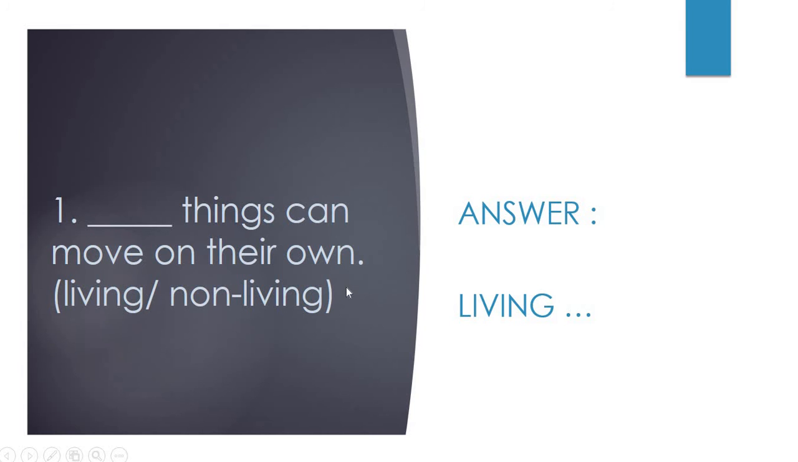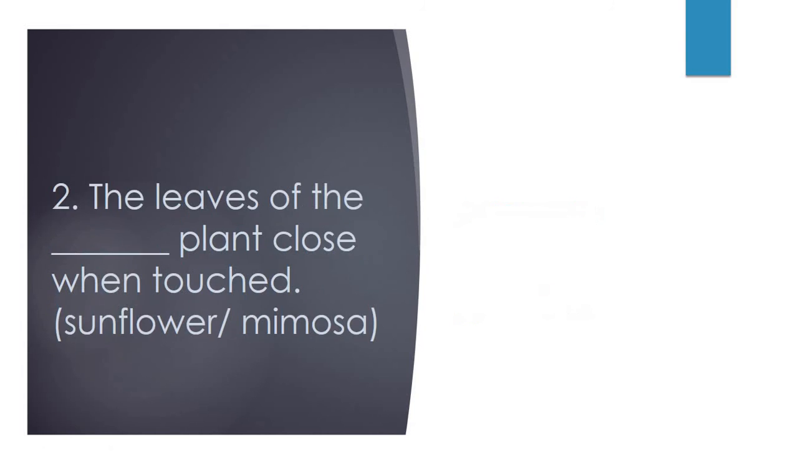Okay, let's move to the next one, number 2. The leaves of the dash plant close when touched. Options are, as you can see here in the brackets, sunflower, mimosa. So these two are the options. Now this is also very easy. Even if you have watched this lecture from the beginning properly, then you will be able to solve this.